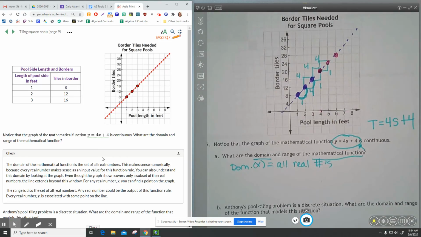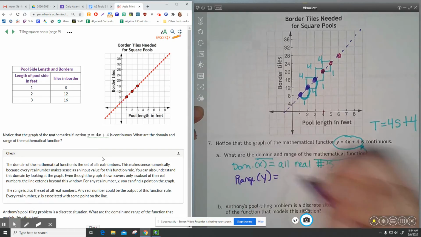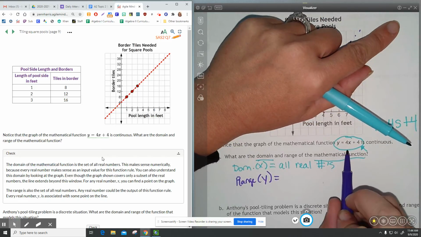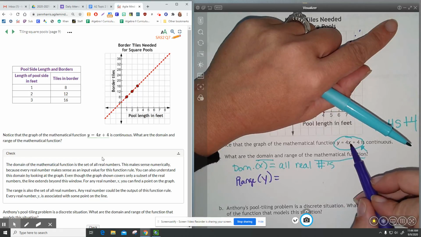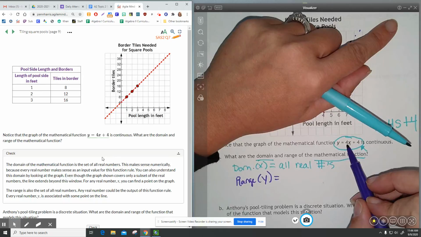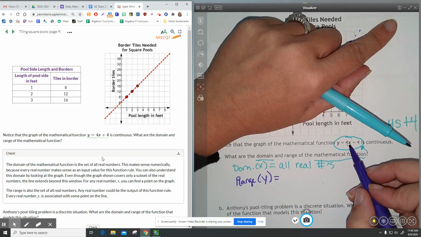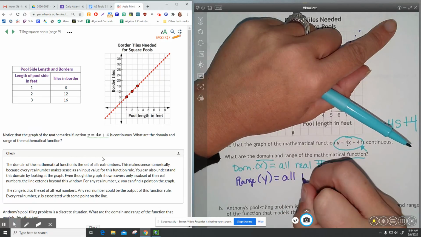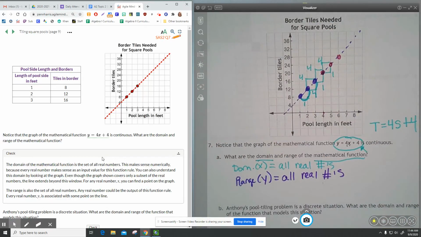Okay? Now my range, that's my y values. Again, just looking at this equation only, my range can also be any number. If I plug in a negative 1 to this, negative 1 times 4 is negative 4 plus 4. That's 0. If I plug in negative 2, I could get a negative answer all over. So again, we're going to call this all real numbers. It can be anything because it doesn't matter what we plug in.